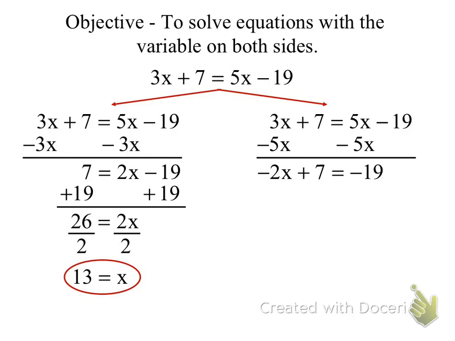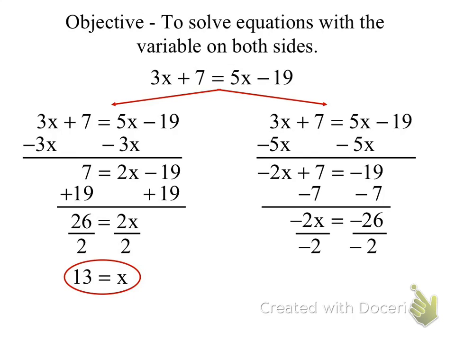So then I'm going to move my 7, subtract 7 from both sides. Negative 2x equals negative 26. Divide both sides by negative 2, and x is equal to 13. Now, is it the same answer? Yes. But notice the first step. On the equation on the left, I subtracted 3x. On the equation on the right, I subtracted 5x. So we're doing the same steps at different times. It doesn't matter. It's still going to work out.